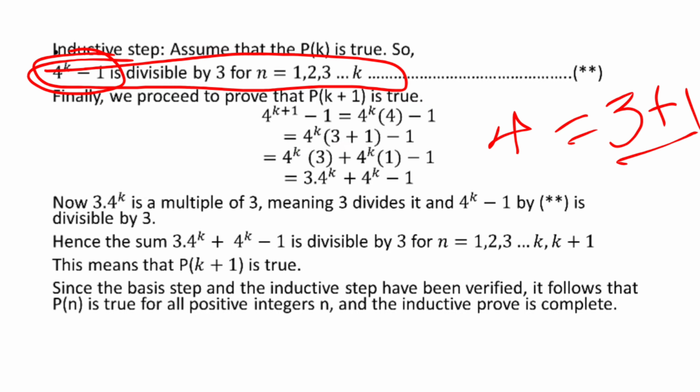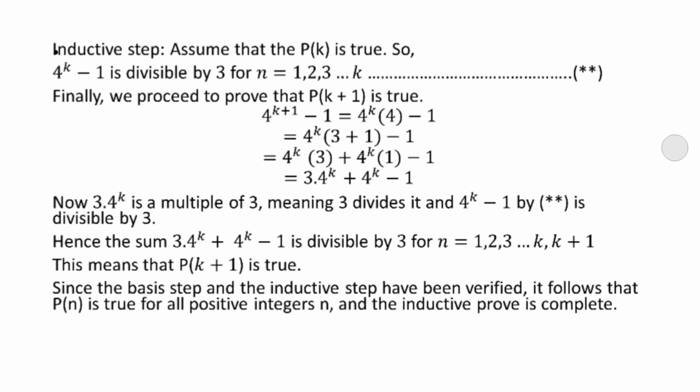Okay, we open our bracket. If we open our bracket, 4 to the power k times 3 will give us 4 to the power k times 3. And 4 to the power k times 1 will give us 4 to the power k times 1, and our minus 1 still remains there. Okay? So if I rewrite it properly, this is simply saying 3 times 4 to the power k. And this term here, 4 to the power k times 1 minus 1, is 4 to the power k minus 1.